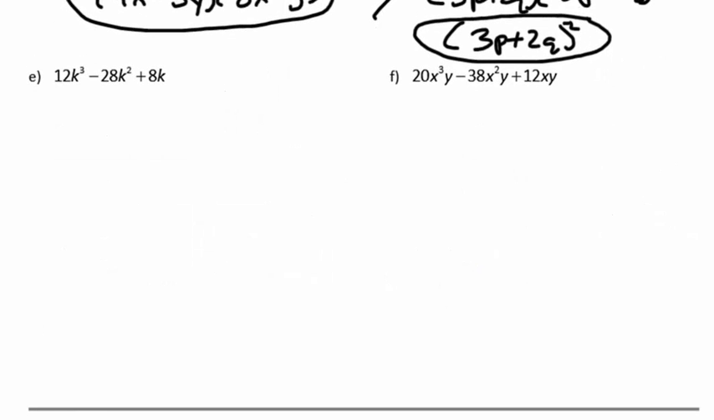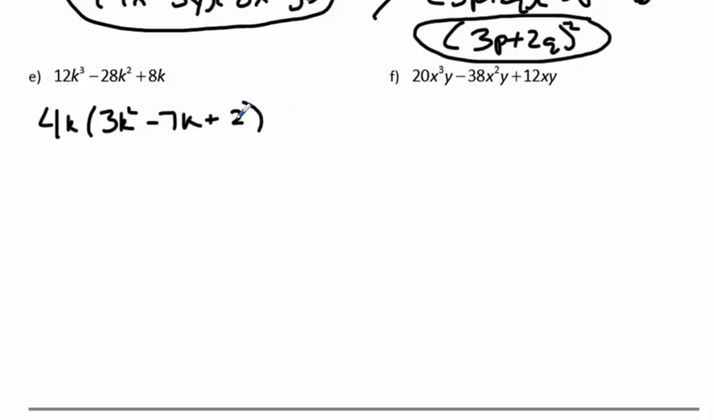Let's look at the last two. 12, 28, and 8 can all be divided by 4, and they all have a k in common. Let's divide out the 4k first. That's the greatest common factor. It's going to leave you with 3k squared minus 7k plus 2. Let's keep going to see if we can factor this further.